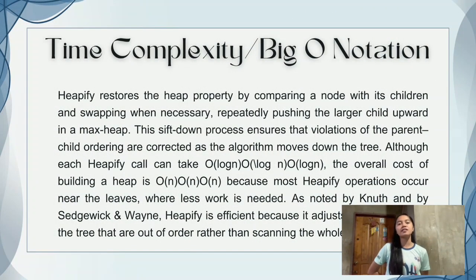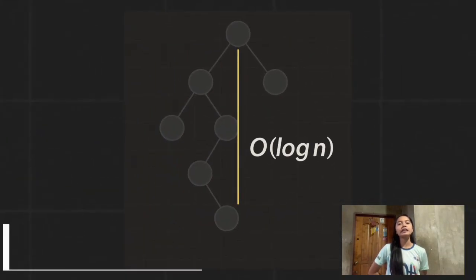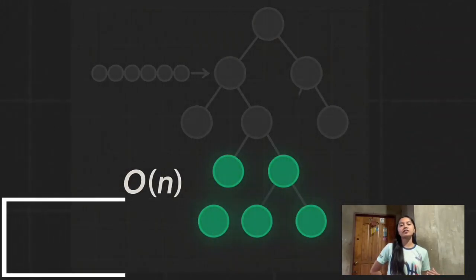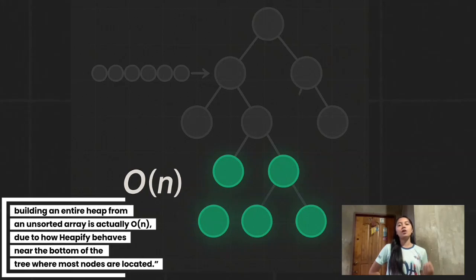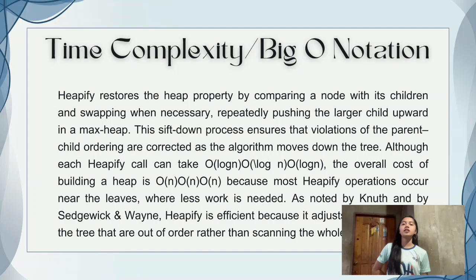And now I will discuss the time complexity. Each Heapify operation runs in O(log n) time because its work depends on the height of the tree. What's interesting is that building an entire heap from an unsorted array is actually O(n) due to how Heapify behaves near the bottom of the tree where most nodes are located. Because of this efficiency, heaps are preferred in systems that require frequent insertion, deletion, and priority updates.